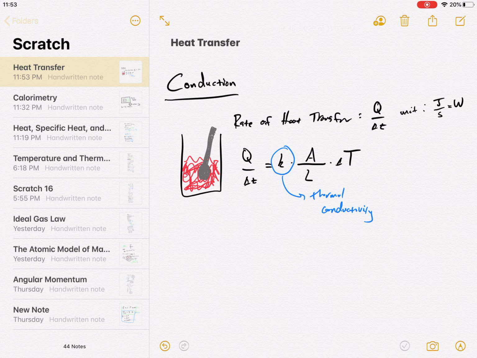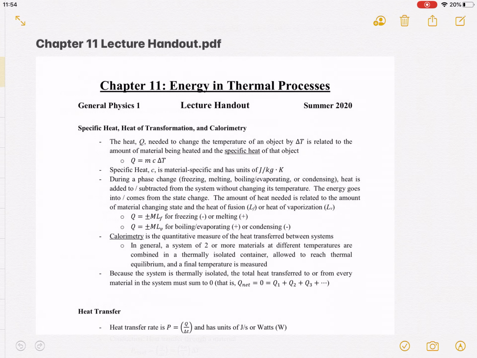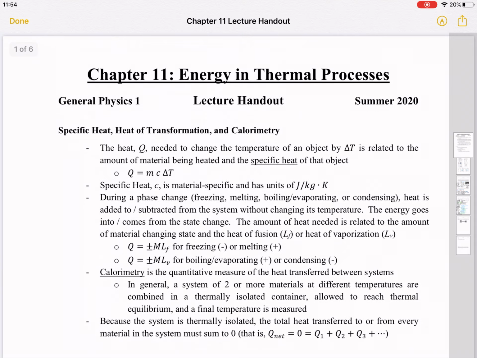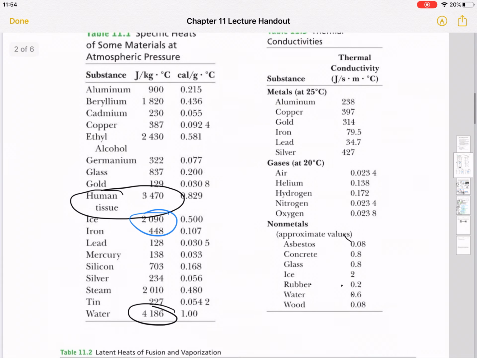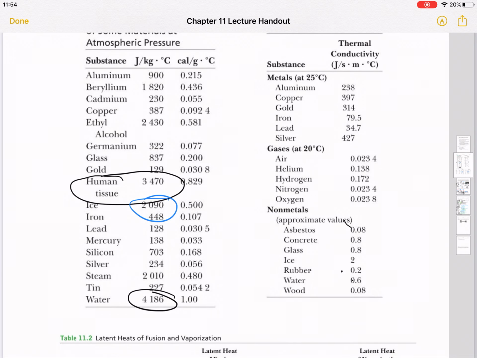So let's look. I have a list of some thermal conductivities in the lecture handout. So here, metals have thermal conductivities that are tens to hundreds of joules per second meter degrees Celsius. Again, that's just the unit that comes out of setting joules per second equal to K times an area times a delta T divided by a length. All right, we can go through that if you want some other time. Okay, so metals have relatively high thermal conductivities, as you might expect.